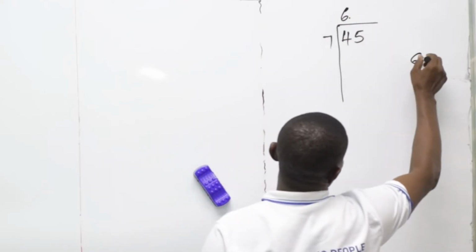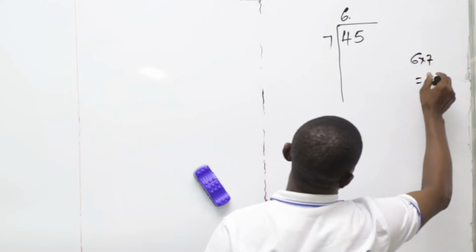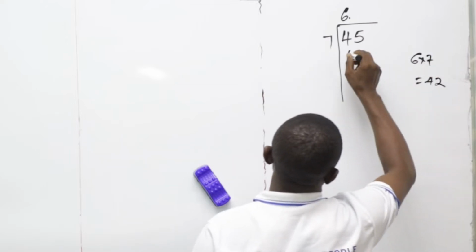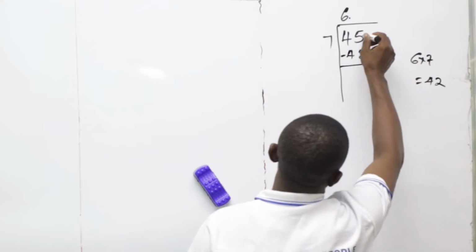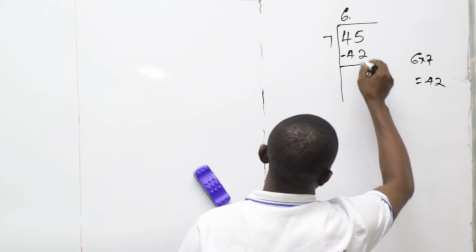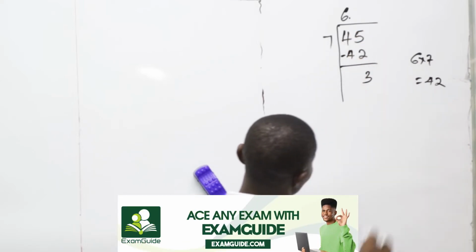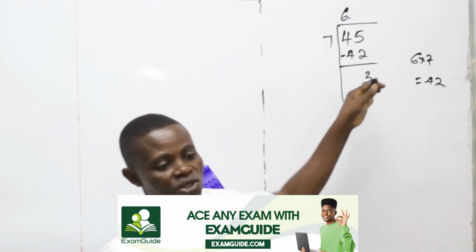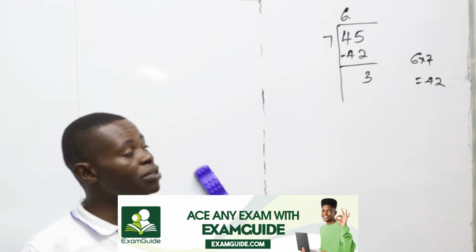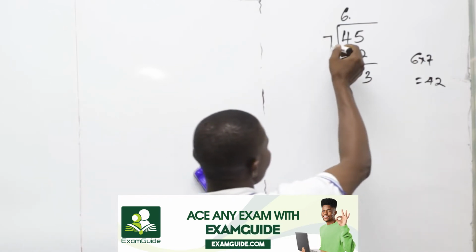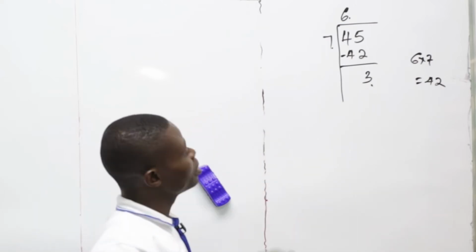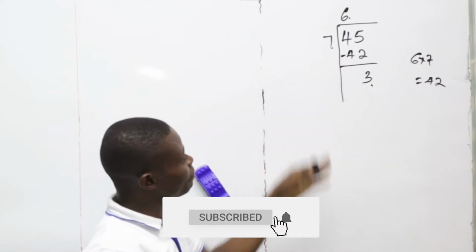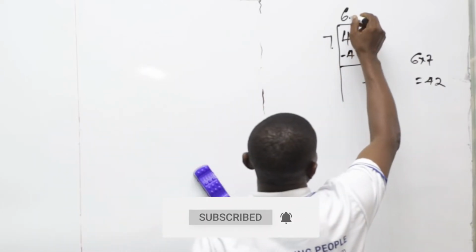6 multiplied by 7 equals what? 42. You write it, and that's a subtraction. 5 minus 2 is 3. 4 minus 4 is 0. Meaning you are left with just 3. You ask yourself this question: 7 and this 3 that is remaining, which is bigger? 7 is bigger. For that fact, you introduce your point.